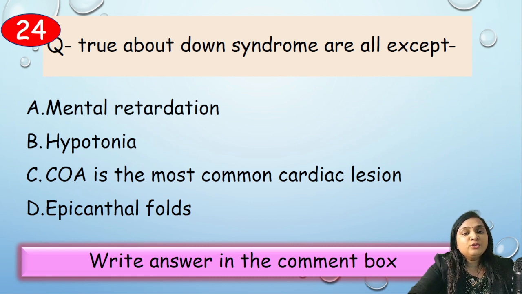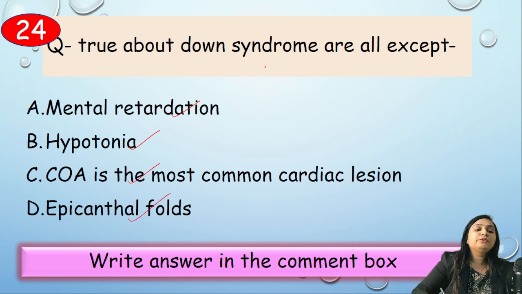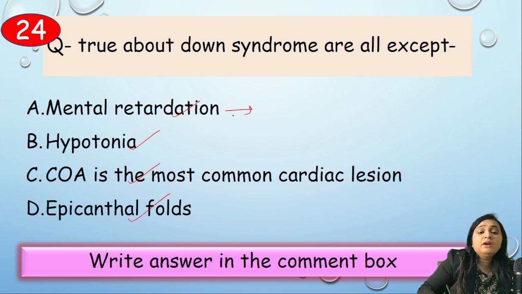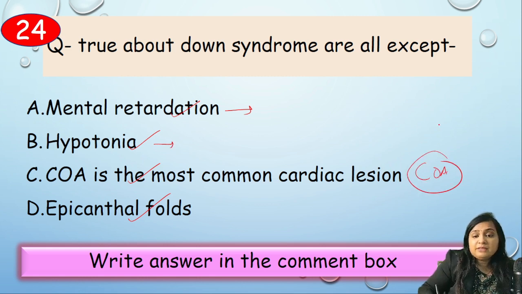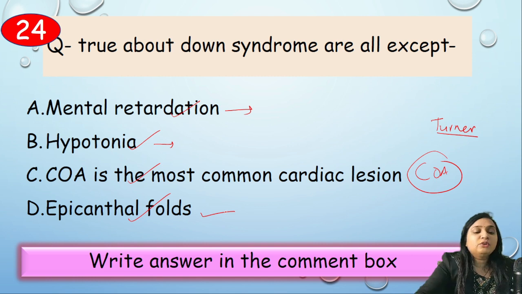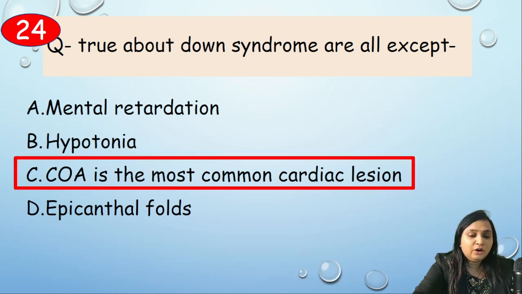True about Down syndrome are all except mental retardation, hypotonia, coarctation of aorta or epicanthal fold. We have seen that this is a common presentation. Hypotonia is also seen, while coarctation of the aorta is not a part of Down syndrome, it is a part of Turner syndrome, and epicanthal fold is also seen in a patient of Down syndrome. So the correct answer is coarctation of the aorta.